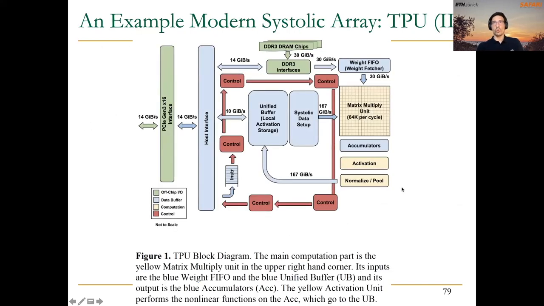And this is one more view of the Google TPU. Here you can identify this matrix multiply unit that is indeed the systolic array. Observe how the systolic array receives from two different sides the weights of the convolutional layer, for example, the weights of the mask that we need to apply a filter or a mask in one of the layers of our neural network, and also the inputs coming from the unified buffer and this systolic data setup. And here we also see some accumulations and then some activation functions, et cetera.